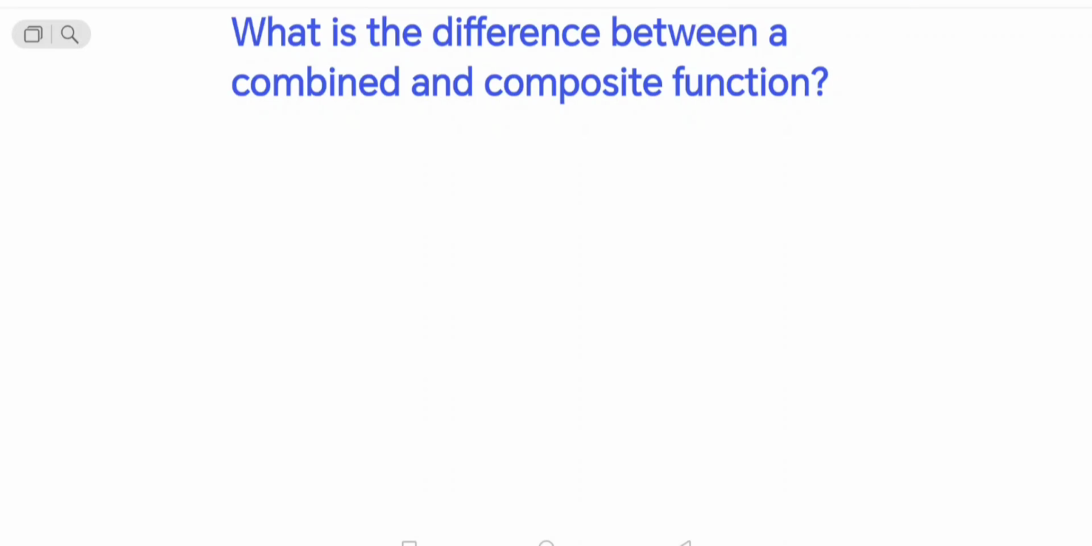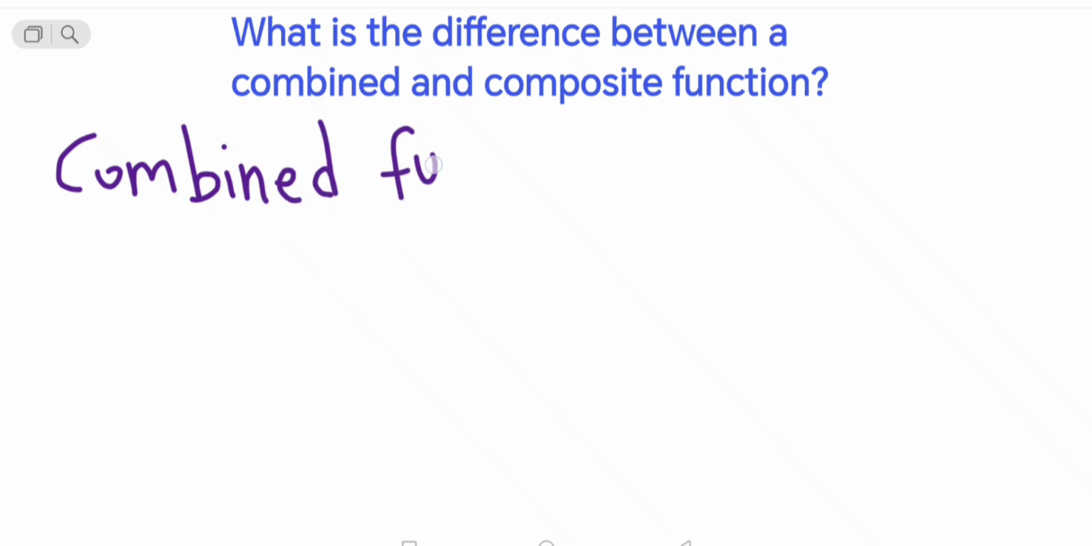We are going to learn what is the difference between combined and composite function. There is a difference. Some students confuse, they mix both of them. So today I'm going to make it clear, and you will understand what is the difference between combined function and composite function. Okay, first of all, what is a combined function? Combined function.